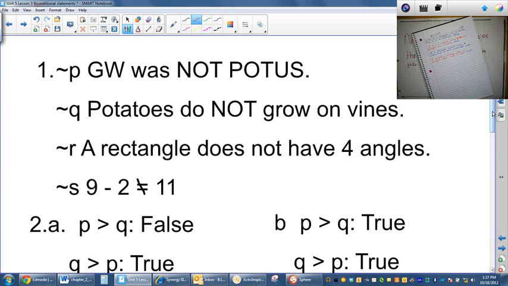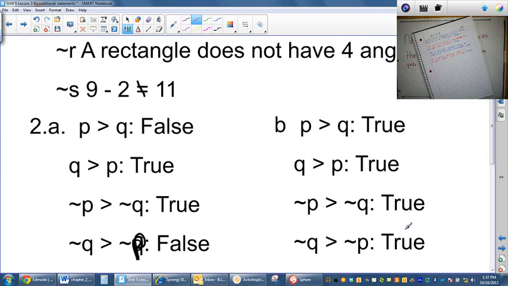For 2A and B, you can see I wrote up all the symbols up there for you. So for 2A, if P then Q is false, if Q then P is true, if not P then not Q is true, and if not Q then not P was false.